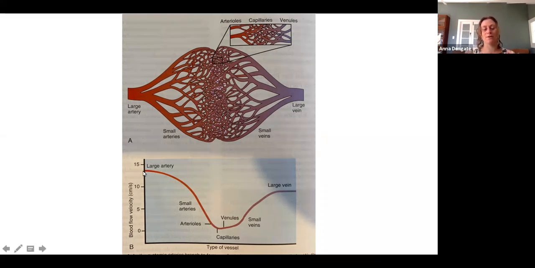So obviously blood flows from the heart into the aorta and then gets shunted into the areas where it's sent according to vasoconstriction and what's going on, into smaller arteries, into arterioles that then feed into these capillaries. Now, capillaries are really tiny. They're really slow flowing.